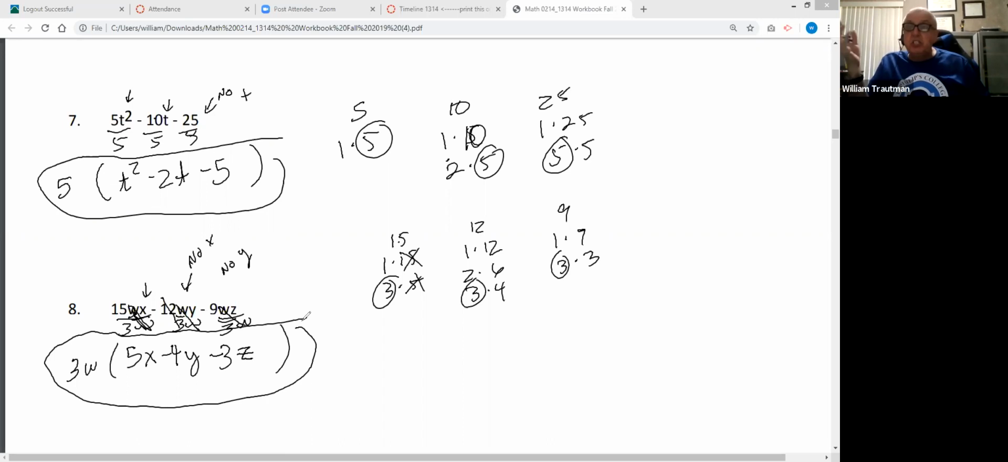If there is no X in one of them, you can't divide it out. If there's no Y in one of the terms, you cannot divide it out. It has to be in all terms. And you have to divide out the lowest power of that.